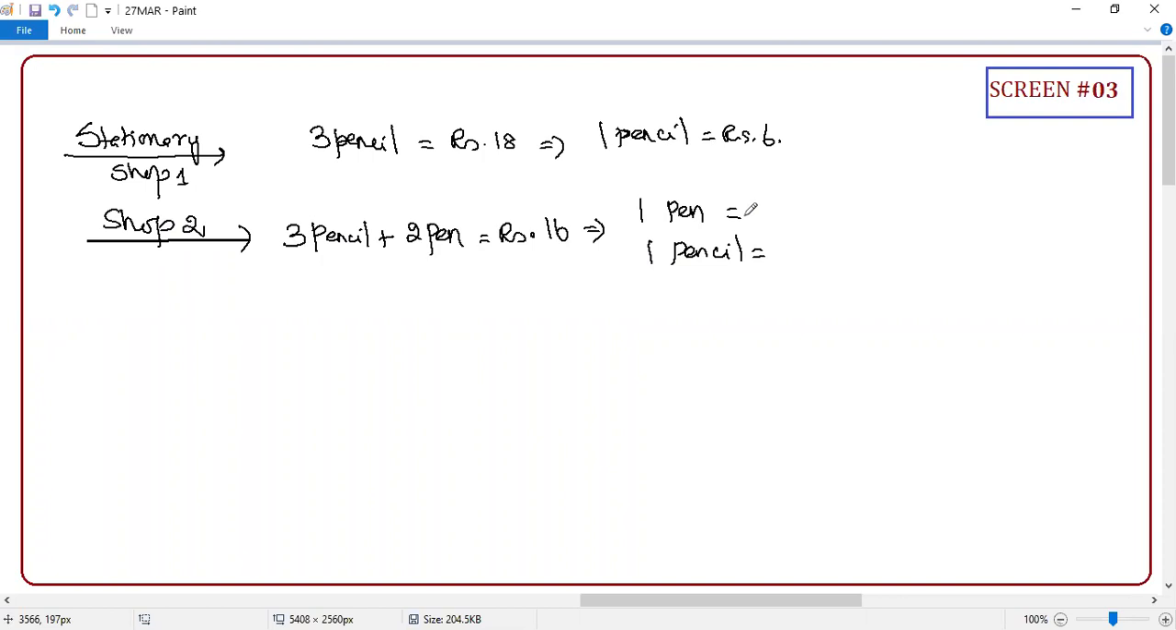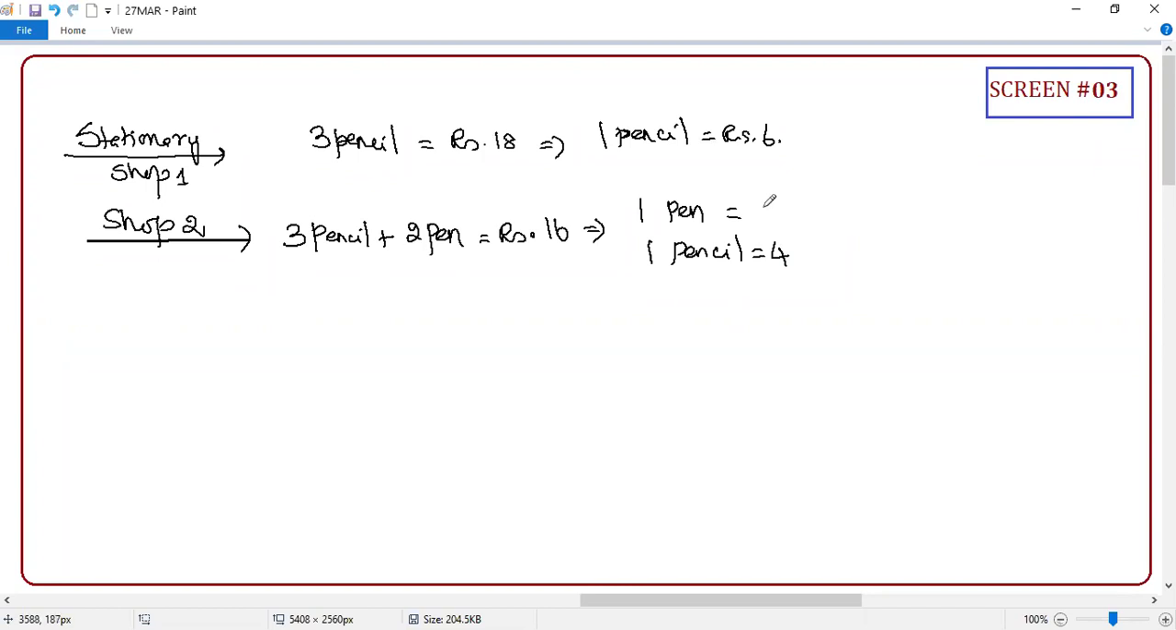No guessing at all. Sir, the cost of 1 pen is 4 rupees. Is the cost of 1 pencil 4 rupees, or a pen? Sir, pen, 4 rupees. Okay. Pencil? No, sir. Sorry, sir, pencil 4 rupees. Okay.